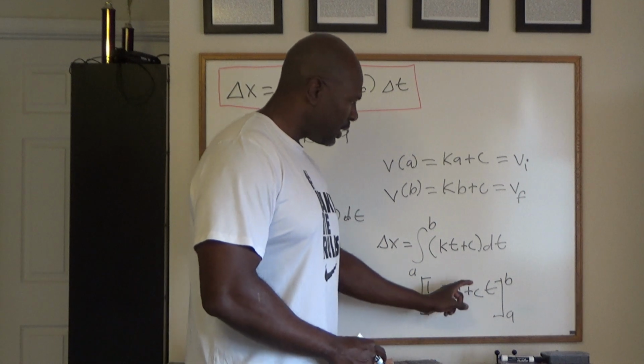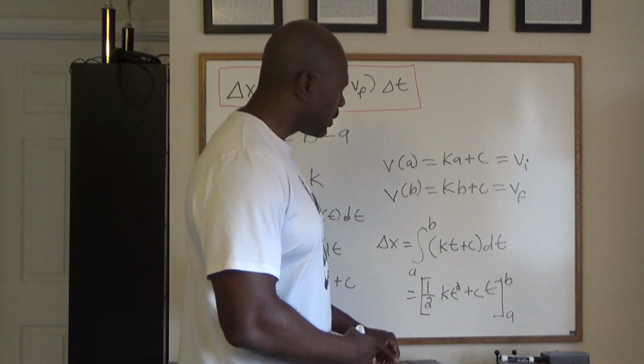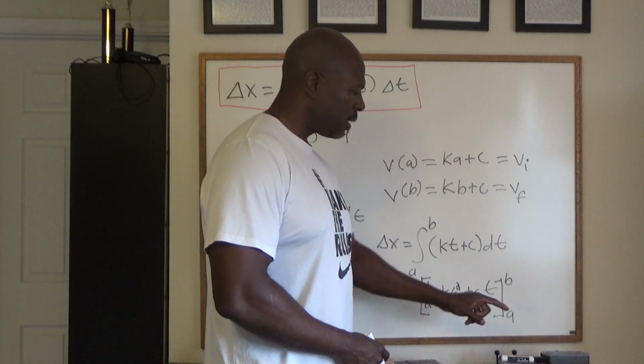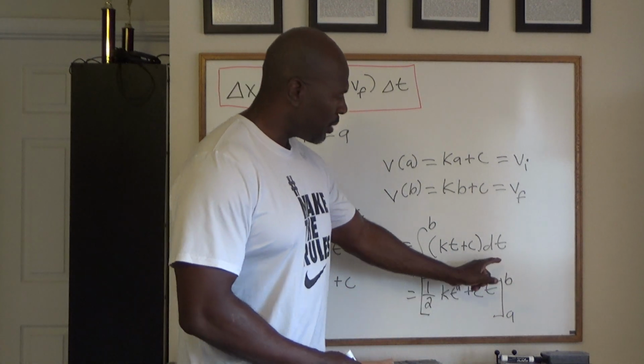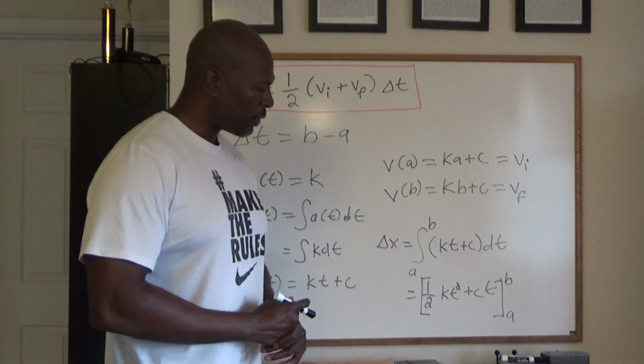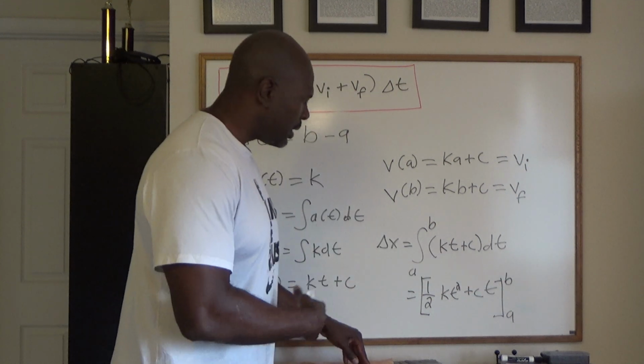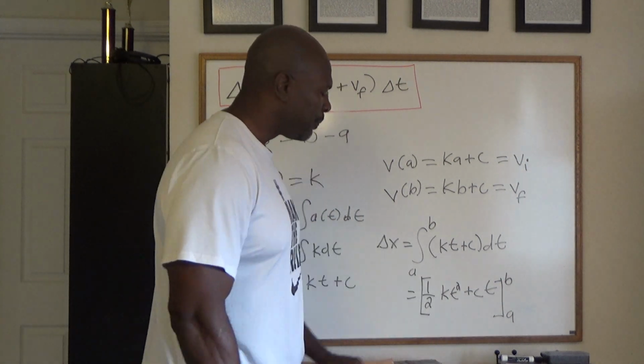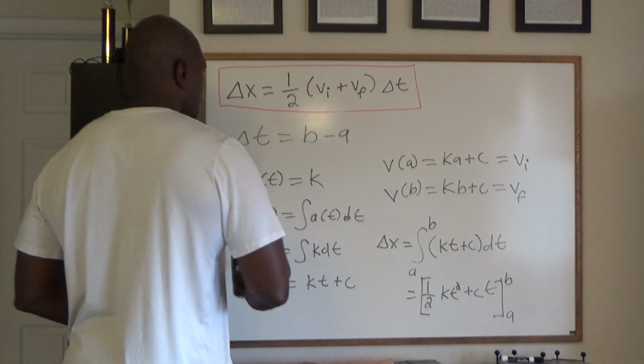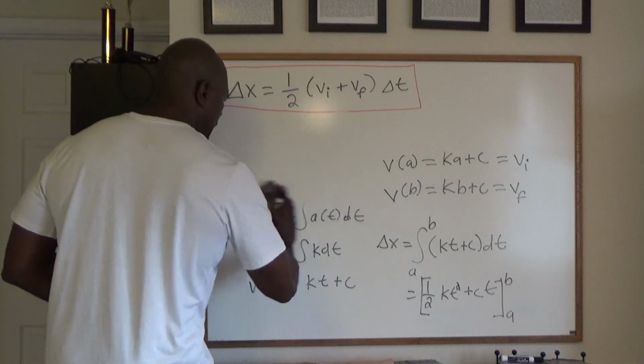The integral of c is ct with respect to t, of course, and we're going to evaluate this between A and B. So the evaluation here comes from the first fundamental theorem of calculus, and what we do is we plug in B for t and then minus plugging in A for t. So let's go ahead and plug those values in and see what happens.